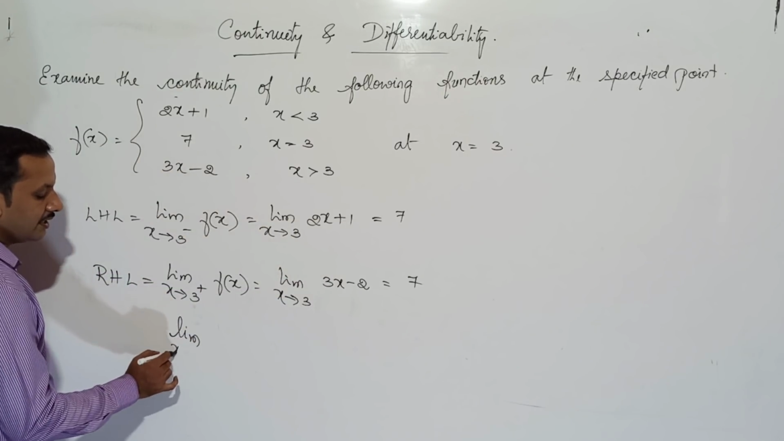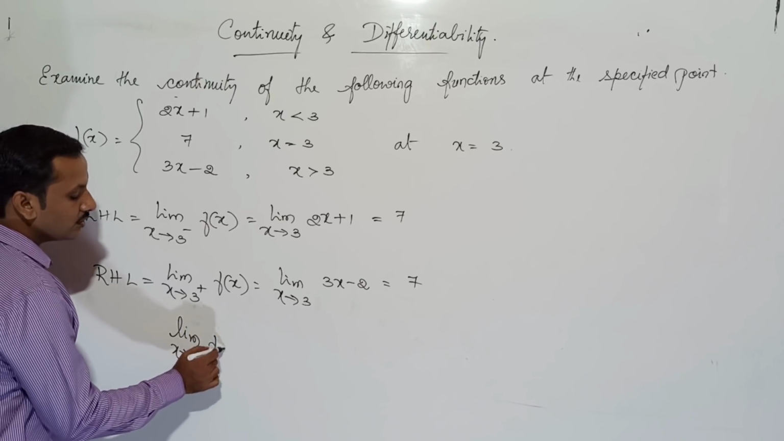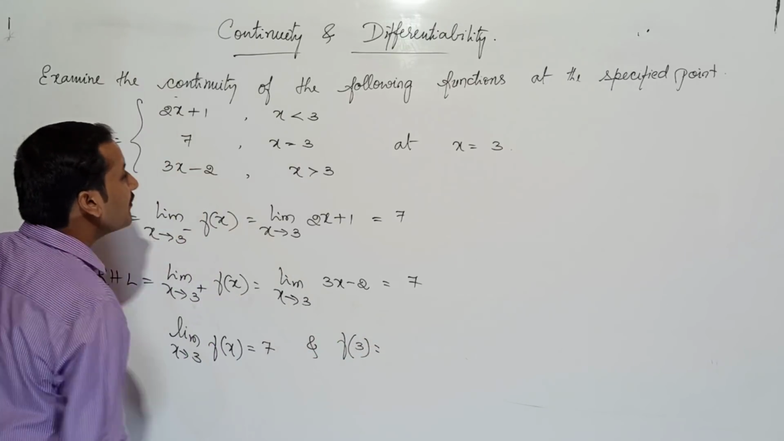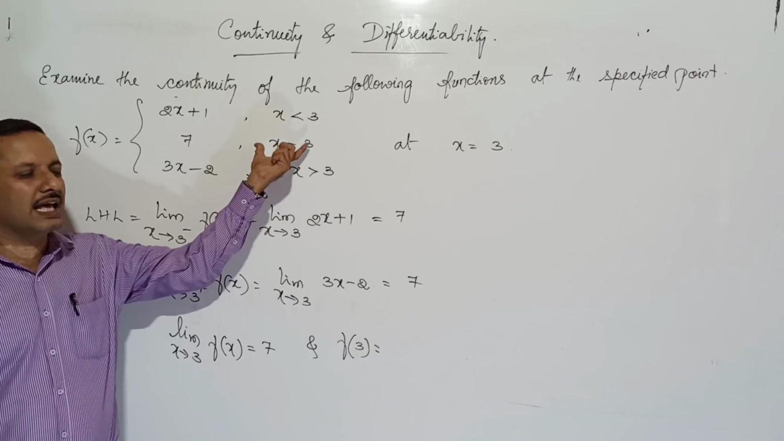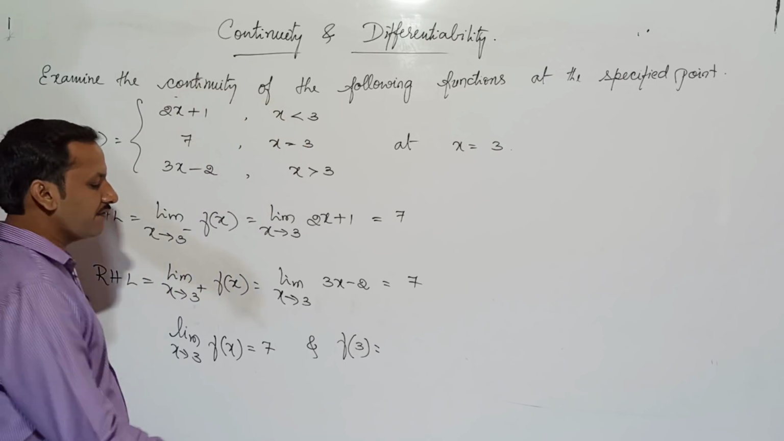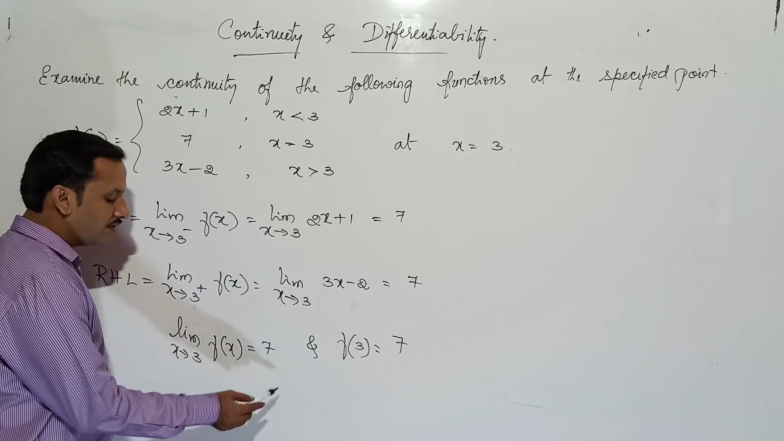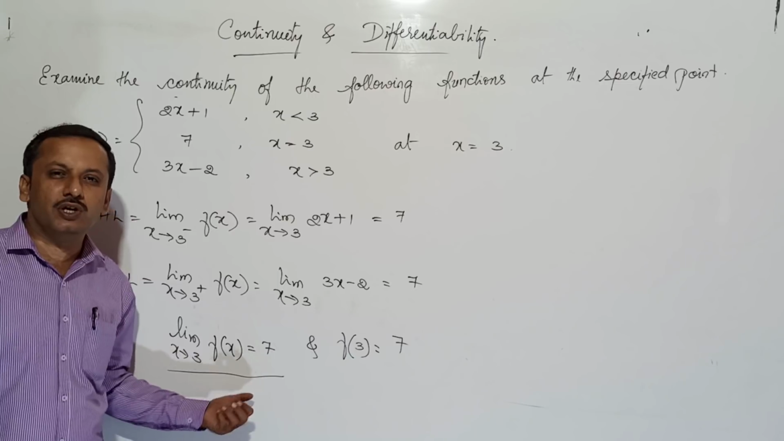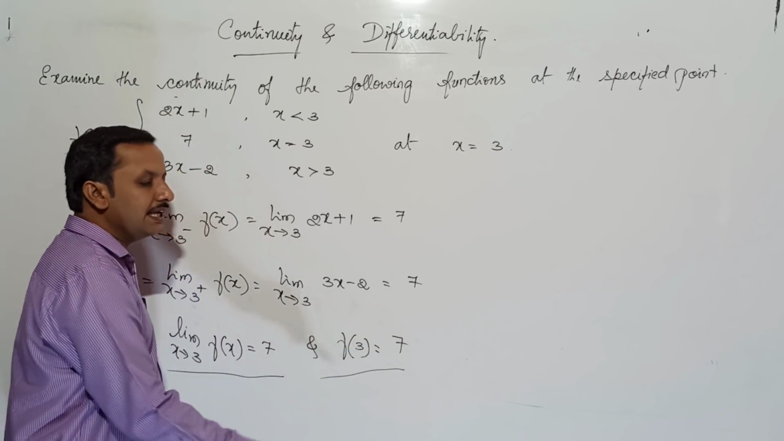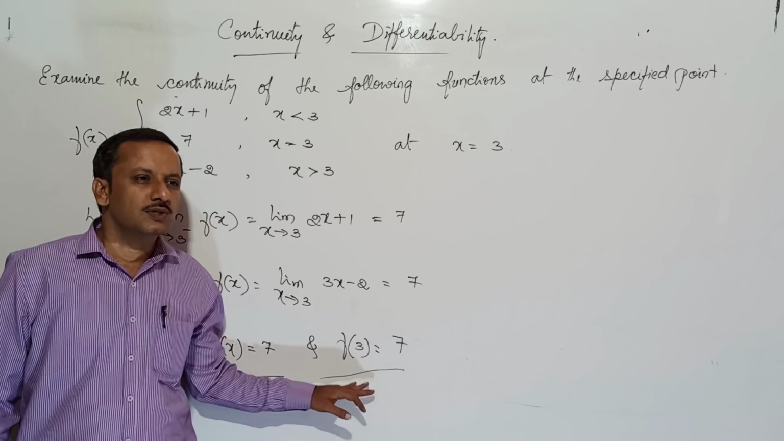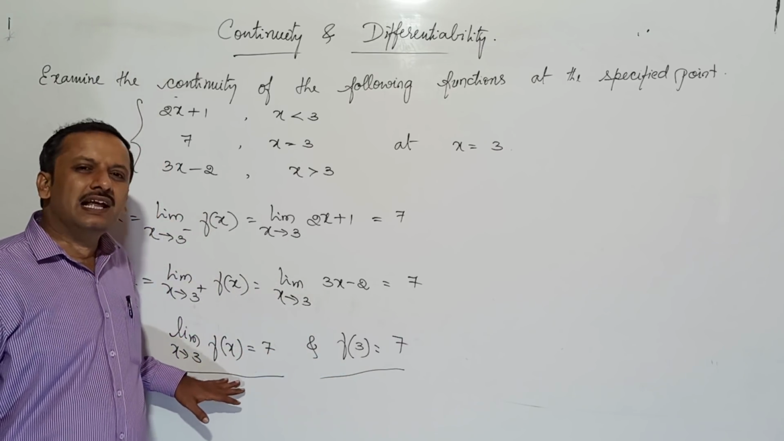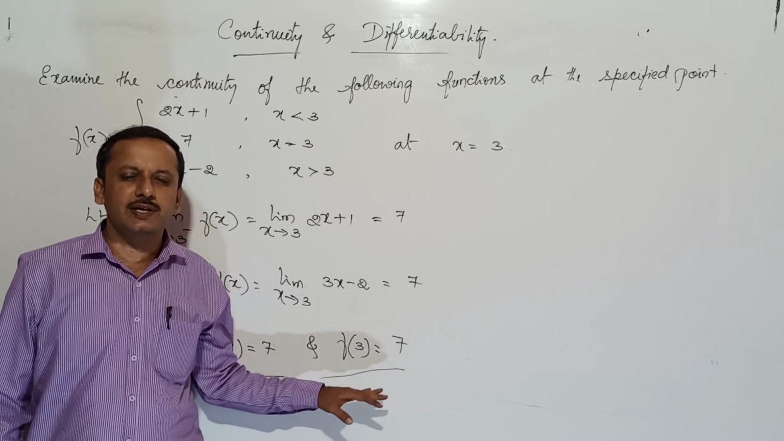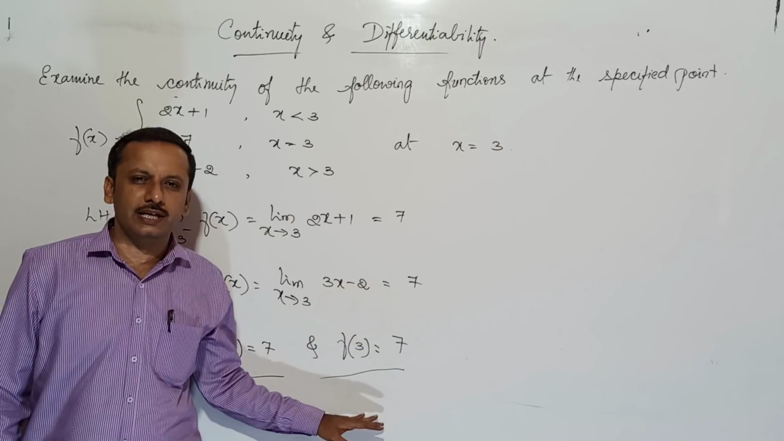Hence the limit exists, and the limiting value, limit x tends to 3 of f of x, is equal to 7. The functional value, f of 3: what is the value of the function at x equal to 3? At x equal to 3, it is defined as 7. So as we observe here, limit of f of x as x approaches 3 is equal to 7, and f of 3 is also equal to 7. So the limiting value is equal to the functional value. Hence, f of x is continuous at x equal to 3.